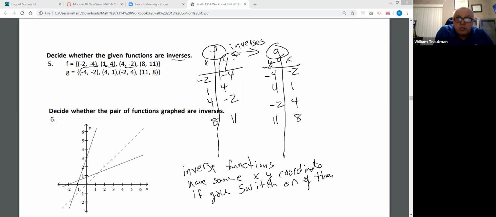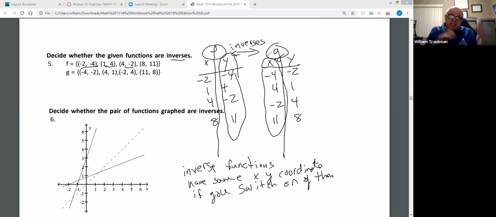Oh, but maybe I shouldn't have changed it to x and y. Let's keep it. We're going to keep it the same. It's correct what I did, but we're going to keep it the same. If the y coordinates of one function equal the x coordinates of the other function, and vice versa, the x coordinates of one function equal the y of the other function, then they're inverses.